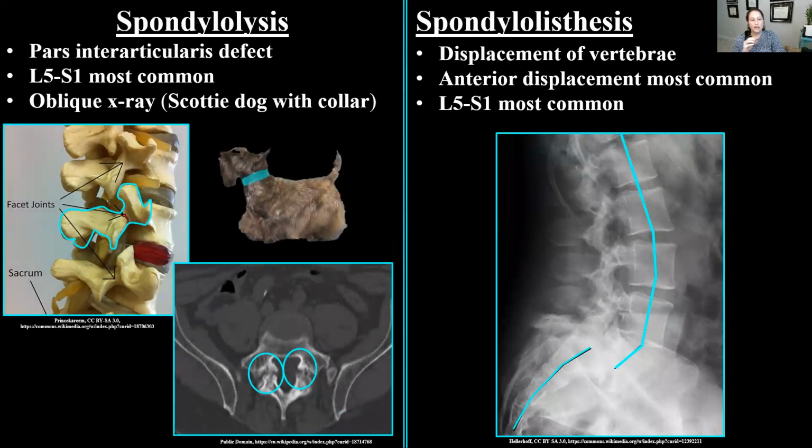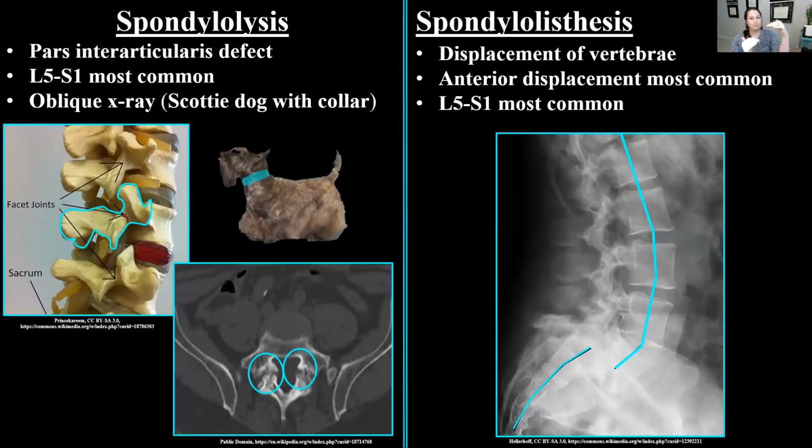Spondylolysis, this is a defect in the pars interarticularis, and this is most common at L5-S1. This is what we call the Scotty dog with a collar. If you look at this on X-ray, you see the picture over to the left here, it looks like that Scotty dog is wearing a collar where you see that fracture. So it's kind of the outline of a Scotty dog.